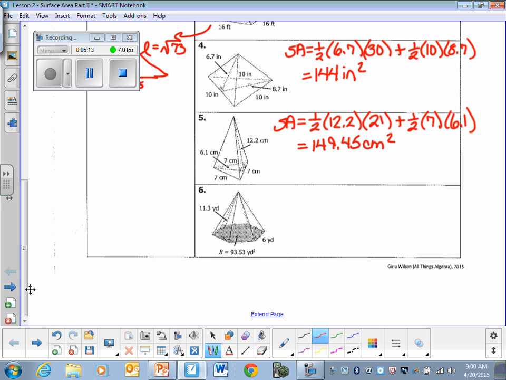Number 6, love it, love it, love it. We have a hexagonal pyramid. Isn't that nice? Now I do feel it's kind of cheaty because they gave you the area of the base. Really should have made you use your area of a regular polygon theorem. That would have been so much more fun. But surface area is 1/2 the slant height times the perimeter of the base plus the area of the base. So 296.93 yards squared.